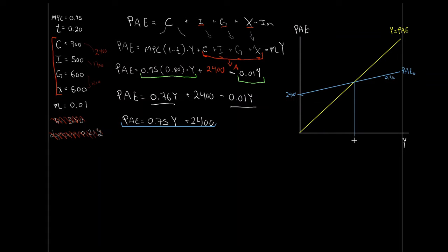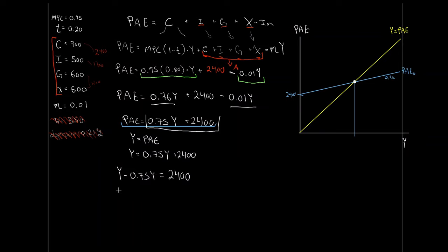So, how do we find the value of that? How do we determine this equilibrium level of national income? Well, keep in mind that it occurred right where GDP equaled planned aggregate expenditure. So our equilibrium condition is Y equals PAE. So that's Y equals, well, what does PAE equal? PAE equals all of this. So that is GDP equals 0.75Y plus 2,400. We have Y common to both sides, so let's combine those. Y minus 0.75Y equals 2,400.